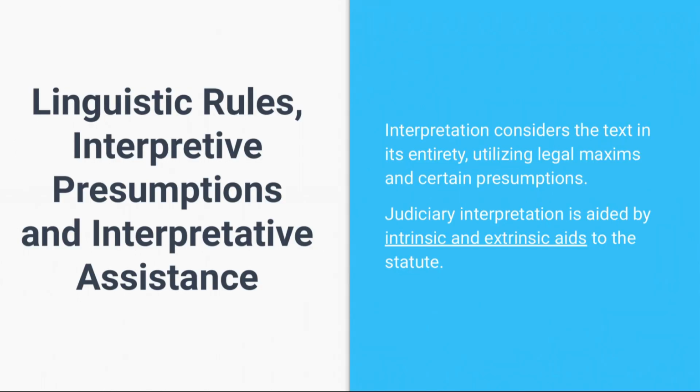Let's explore linguistic rules, interpretive presumptions, and interpretative assistance. Interpretation of legal texts considers the entire context, utilizing legal maxims and certain presumptions to understand the intended meaning. Judicial interpretation is often aided by intrinsic aids, which include the statute's text, and extrinsic aids, which are external sources like legislative history and prior case law. These tools help judges and legal professionals apply the law consistently and fairly, ensuring that statutes are interpreted in a way that aligns with legislative intent.